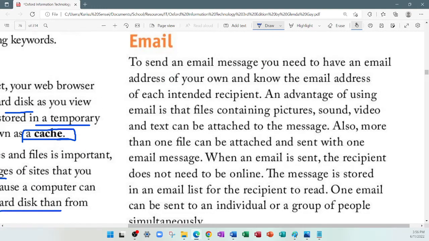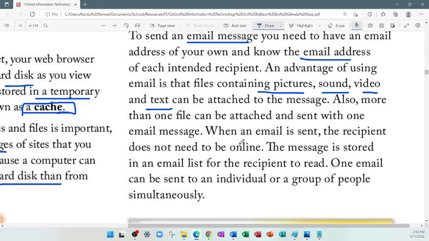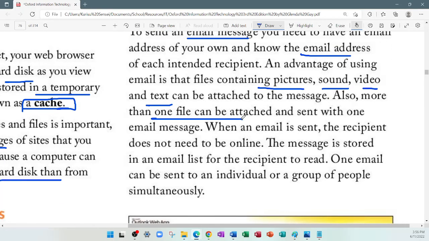Now, email, what basically is an email? Email facilitates sending of messages. Each person is going to get an address. The advantage of email is that you can send pictures, sound, video, text as attachments. You can send more than one file. The recipient does not have to be online for you to send a message.